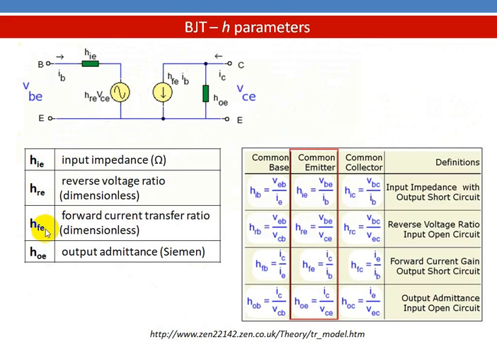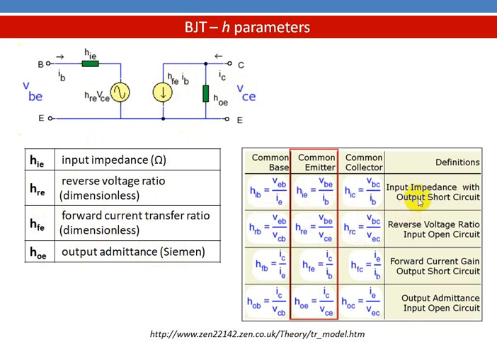So the various H parameters: HIE is called as input impedance, its unit is ohms. This is input impedance. And HRE is nothing but reverse voltage ratio. There's no unit. HFE is also forward current transfer ratio. There's no unit. Whereas HOE is output admittance. So unit is same. So the formulas for parameters for various configurations are given.